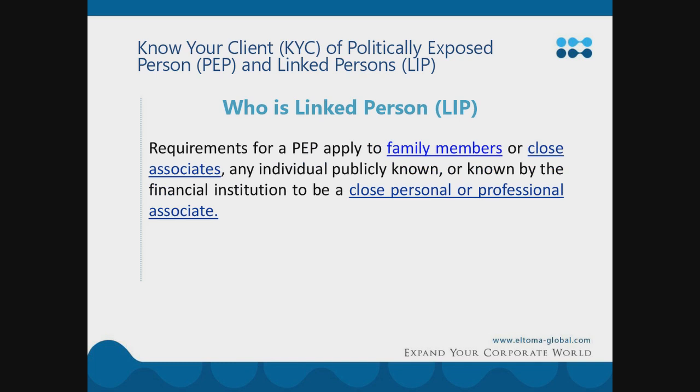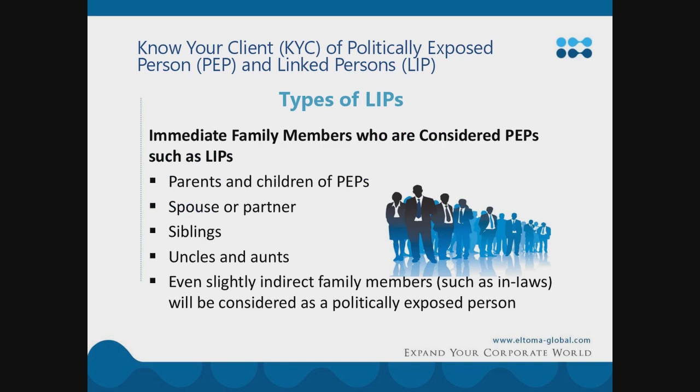Also, there is such a definition as a linked person. So, who is a linked person? Linked persons are people such as family members, close associates, and any individual who is publicly known or may be known to be a close personal or professional associate. For example, it could be parents and children of the PEP, spouse or partner, brothers, sisters, uncles and aunts, and even indirect family members.